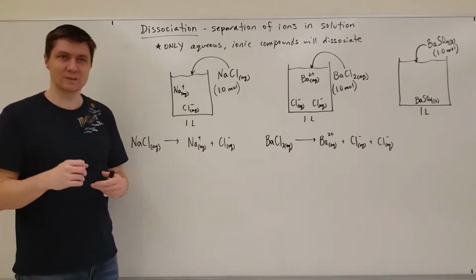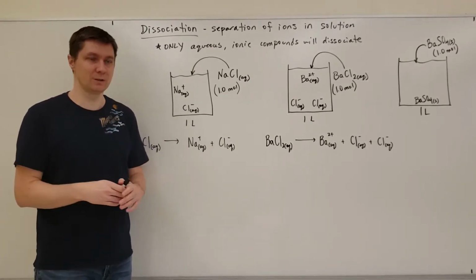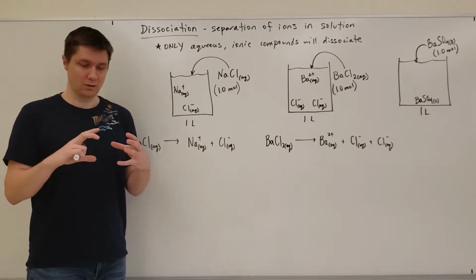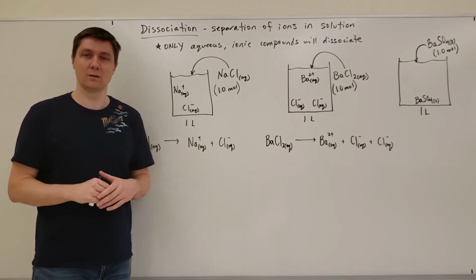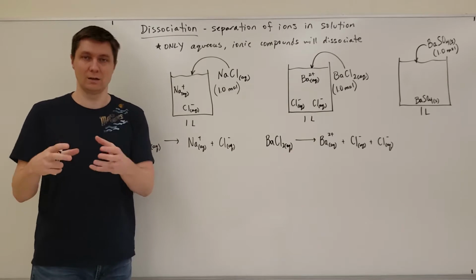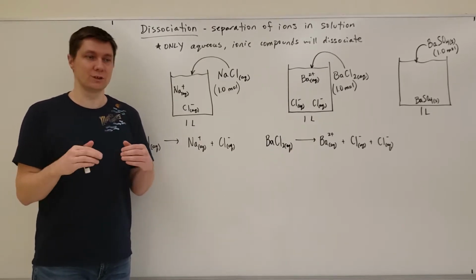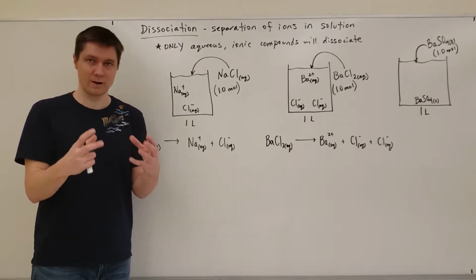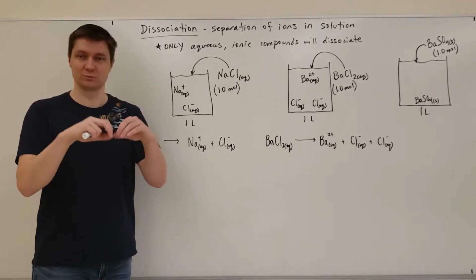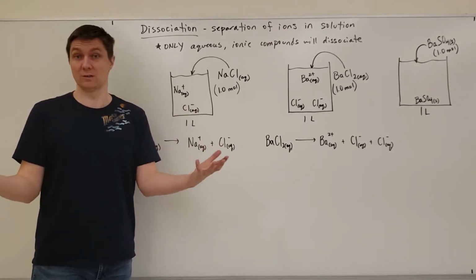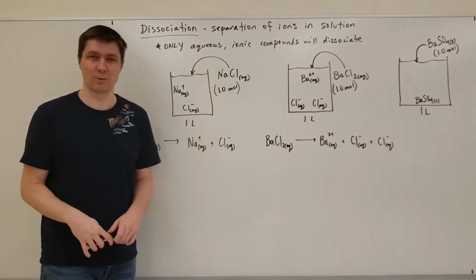And so the reason that we say it's a separation of ions is because these ions are what make up the ionic compound. Ionic compounds are made of ions, and so it's not that we're making ions in solution, it's just that we're taking a substance that's already made of ions, and we're just breaking it up into its parts, into its ions, and those ions are separated from each other.